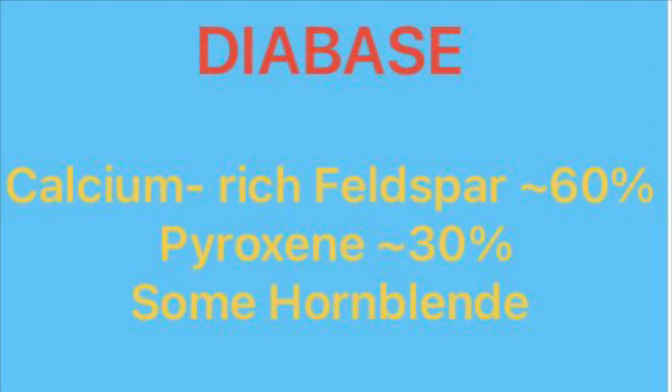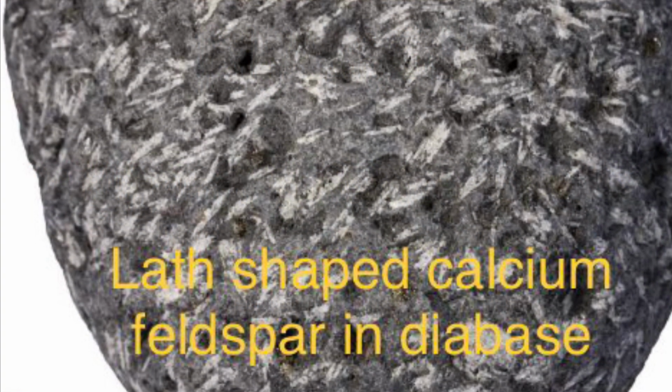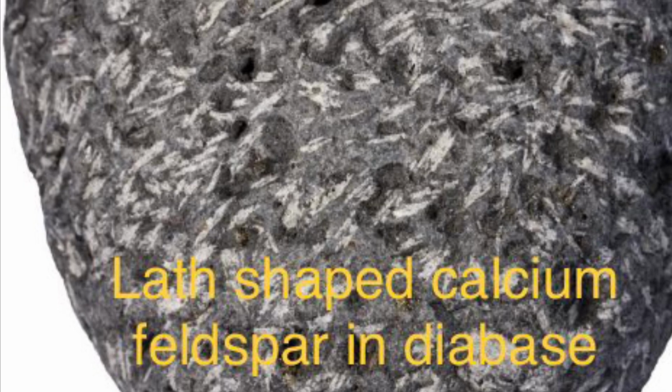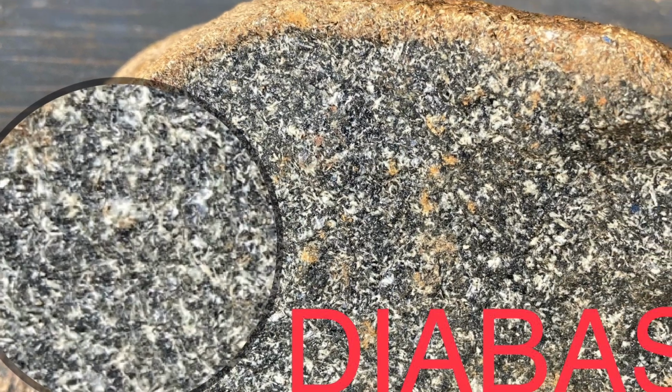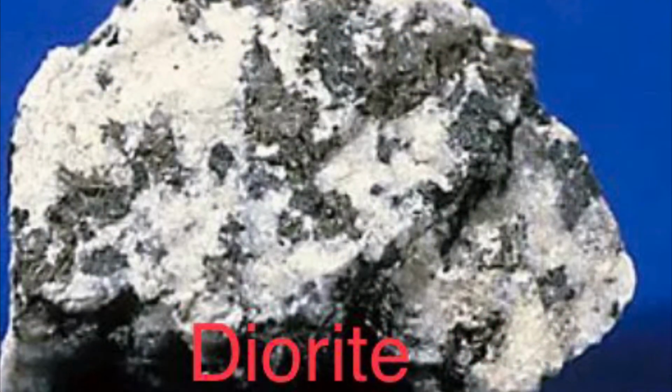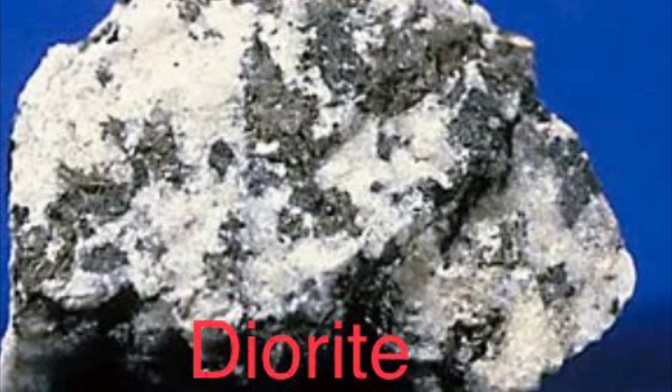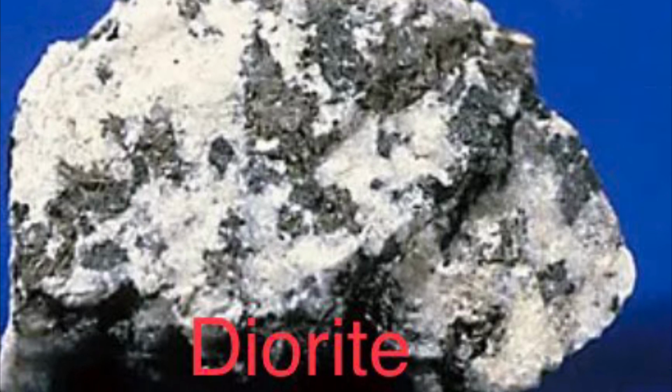Diabase is made of a whole bunch of calcium-rich feldspar, which is white, and a good bit of pyroxene, which is a dark mineral. You can see from these examples that the calcium-rich feldspar in Diabase can have needle shapes, rod shapes, and patchy shapes. These are called lath-shaped crystals, and that distinguishes them from the sodium-rich feldspar of intermediate rocks, the salt and pepper rocks. Like this example of diorite, an igneous intermediate intrusive rock.